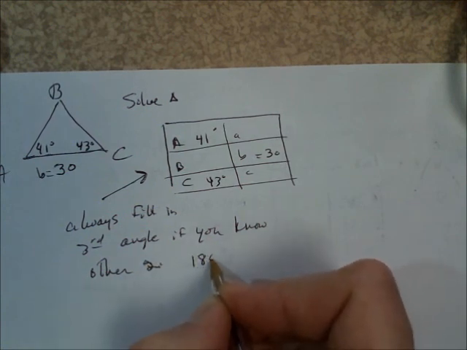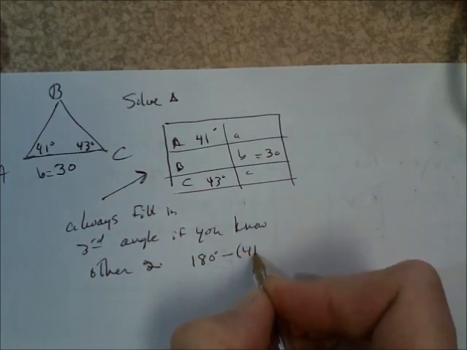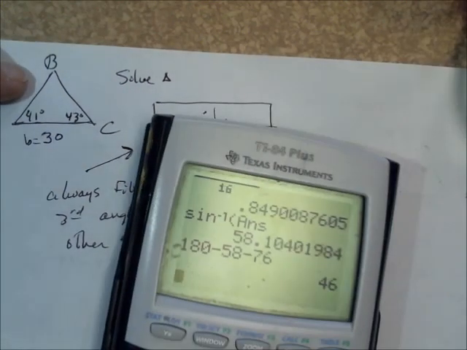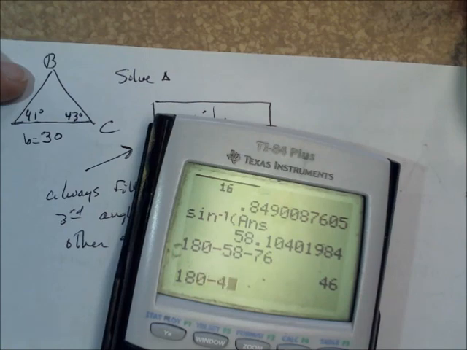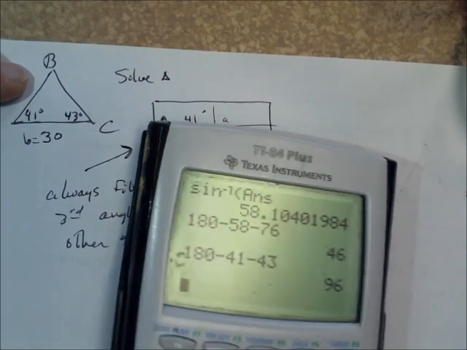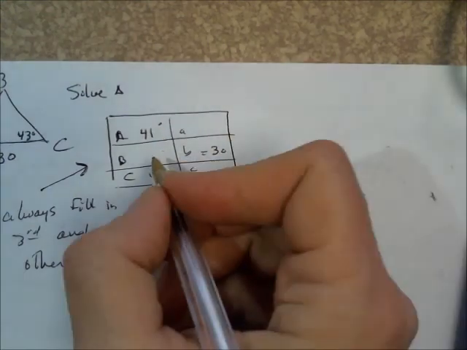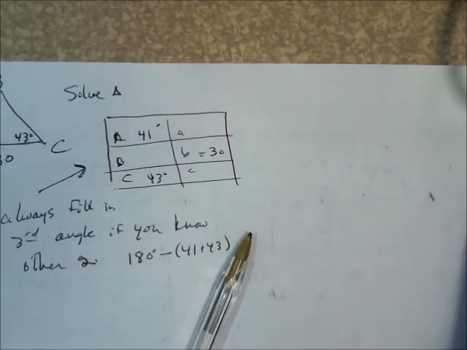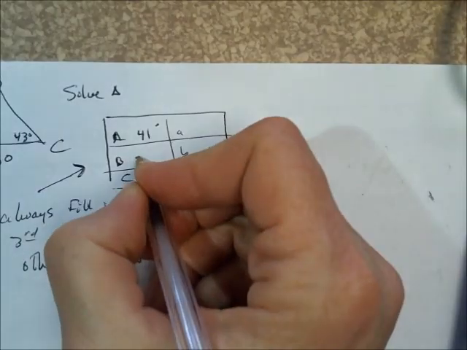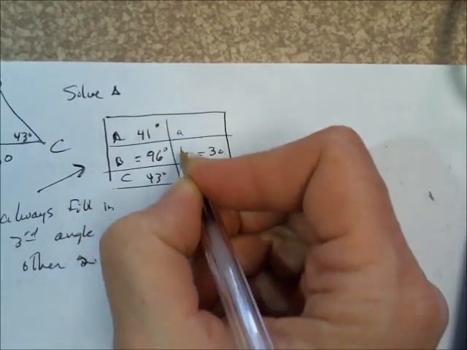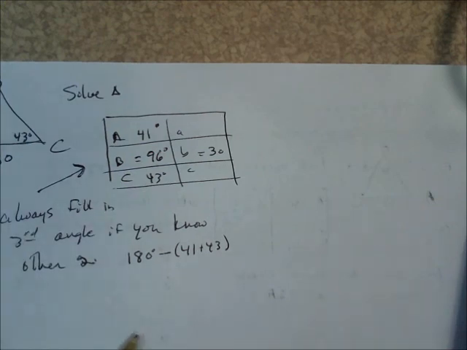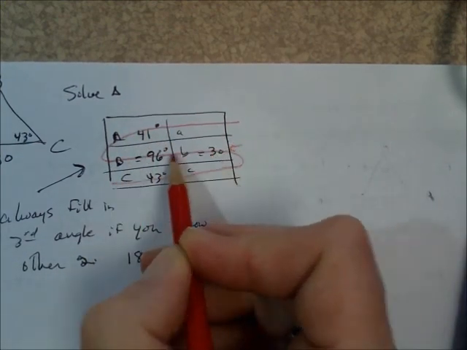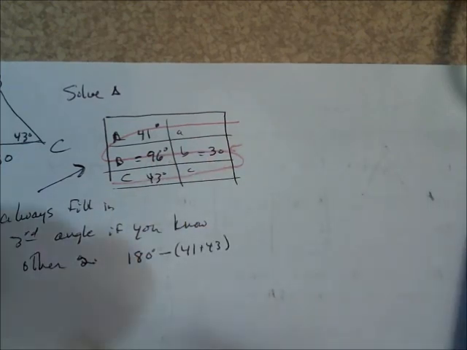So it would be 180 degrees minus the sum of the other. So what do we have? 180 minus 41 minus 43 is 96 degrees. So angle B, it wasn't given to us, but we figured that out. I'll just keep it in black pen, 96 degrees. So now that we have the row B filled out completely, we can use the law of sines.